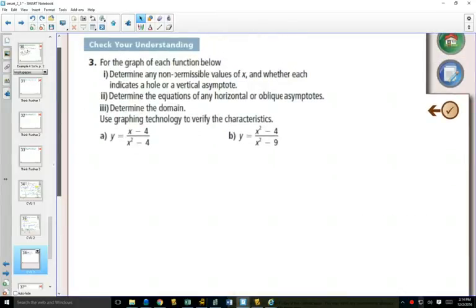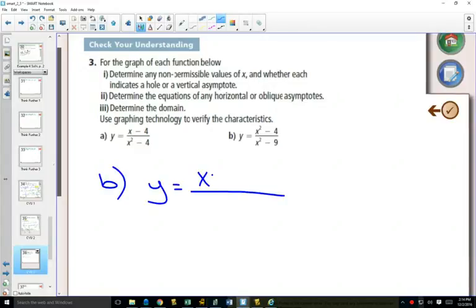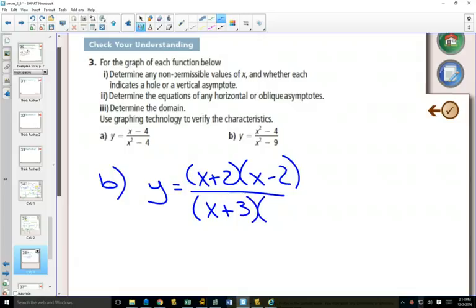Part B. Oh, B is a beautiful equation to graph. Doesn't it look nice? First of all, it's 2 difference of squares, so you get to have so much factor fun right at the beginning. Look at that.